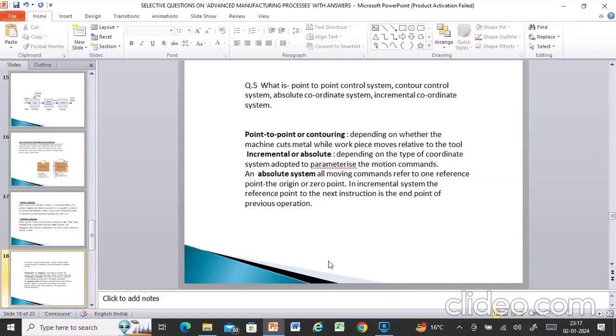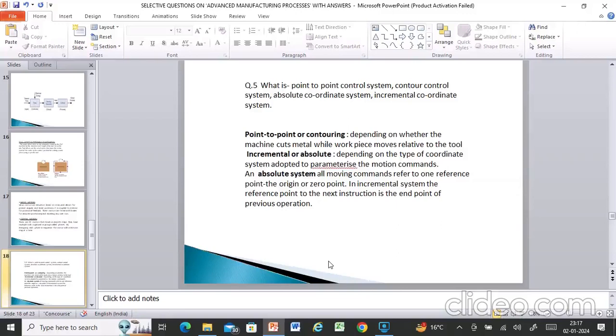But when we are cutting with a milling cutter, cutting a radius or a curve with the help of a milling cutter, here the job also has to move with respect to the tool. So when the job moves with respect to the tool, we have the contouring system. It depends on whether the machine cuts metal while the workpiece moves relative to the tool. If it moves relative to the tool, we get contouring.